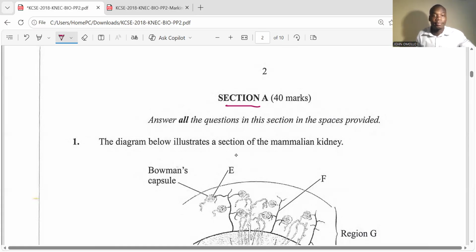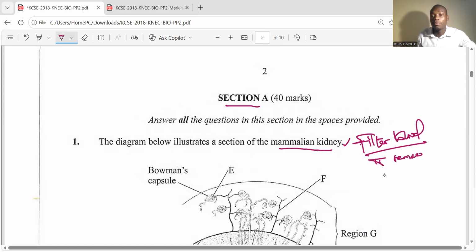So number 1, the diagram below illustrates a section of a mammalian kidney. So we know that mammals have kidneys, including you. What is the role of the kidney? It is to filter blood, to remove wastes or to eliminate waste. That is the role of the kidney.